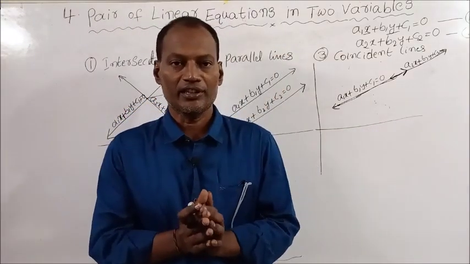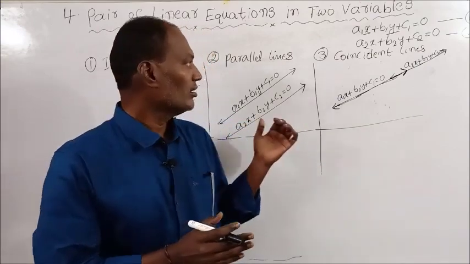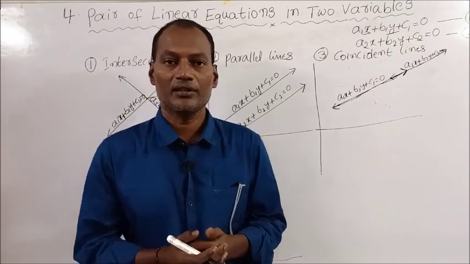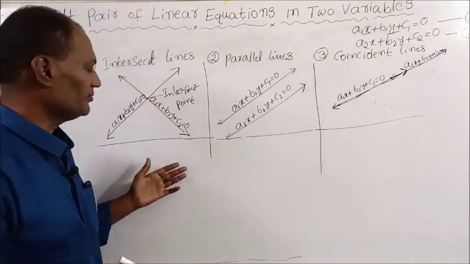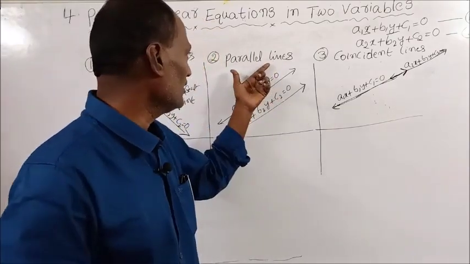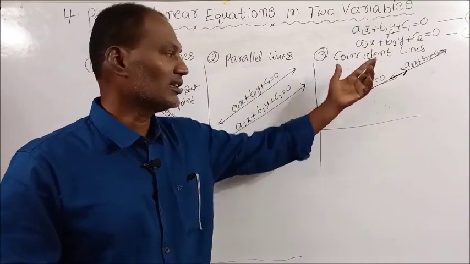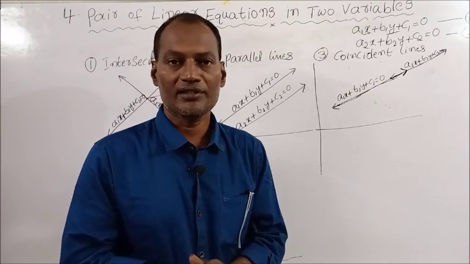If one question is given, what is the question? Which pair of linear equation? For finding this, we have to learn what the intersecting lines are, how to find them, what the parallel lines are, how to find them, and what the coincident lines are, how to find them.